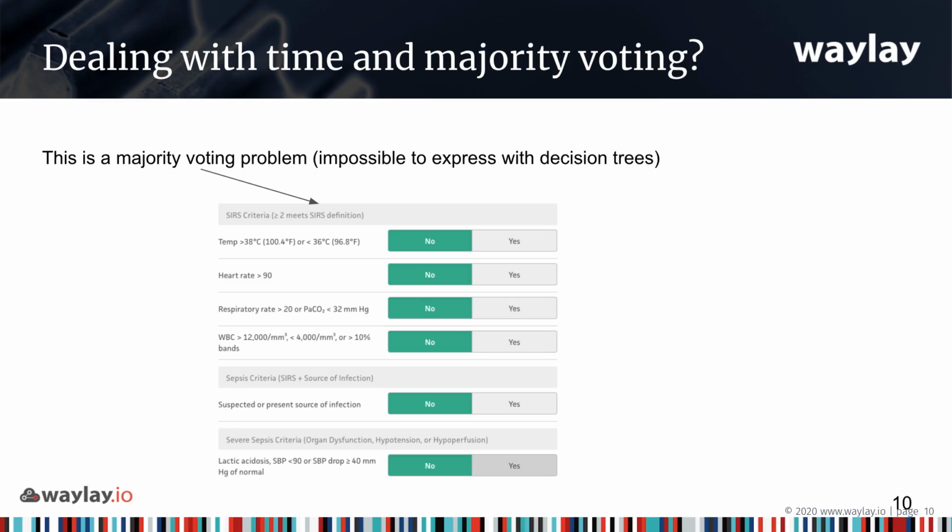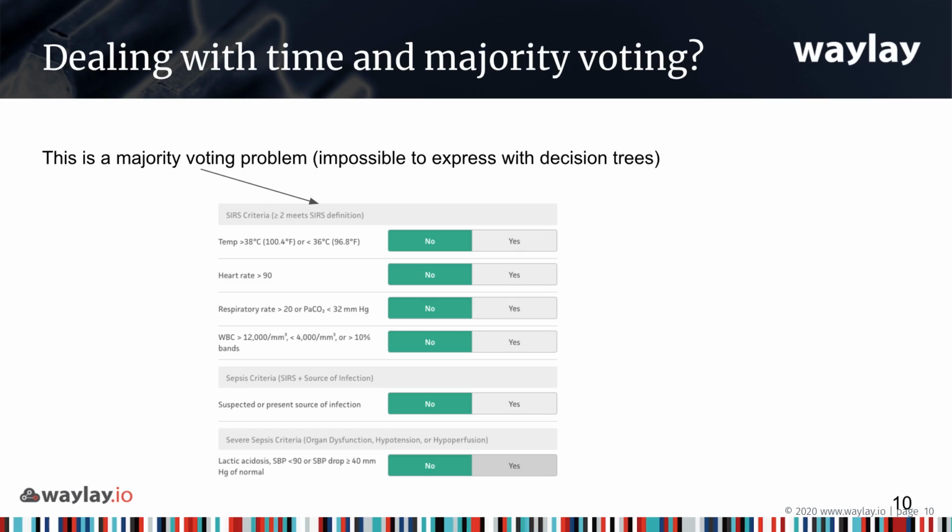What does it mean? Imagine that only 2 out of 4 problems are already enough for us to understand there is actually a typical big problem. You cannot express it with decision trees, nor can you express the time information that might be required to merge streams from different data sets and different devices.